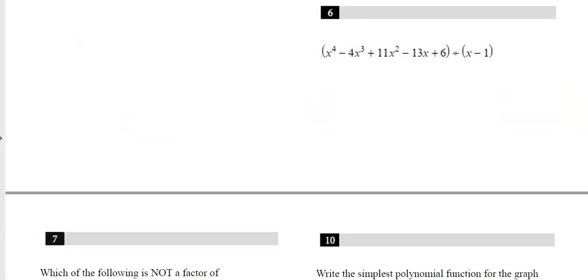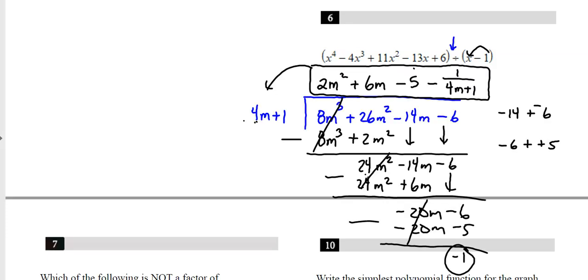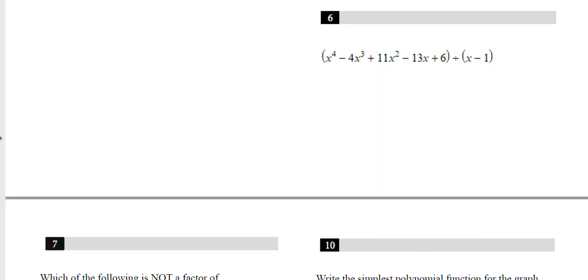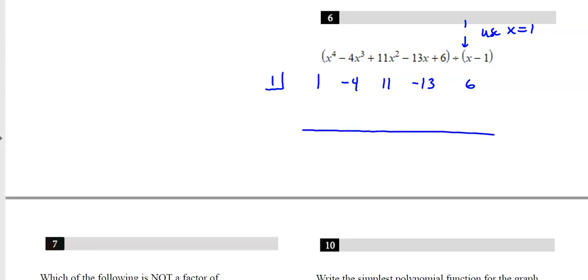Now you'll see that the next problem, I'm going to use synthetic division way faster. So I very much prefer synthetic division. And because this coefficient in front of x is a 1, I can use synthetic division. So if x minus 1 is what we're dividing by, I'm going to use x equals 1 for synthetic division because it's a 0. So for synthetic division, I put my 1 over here in a box. And then I bring down all the coefficients. 1, negative 4, 11, negative 13, 6. And I got to be careful because if I'm missing one of my powers, I need to put a 0 there. But these are all accounted for.